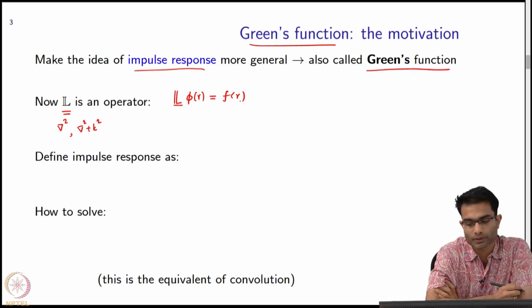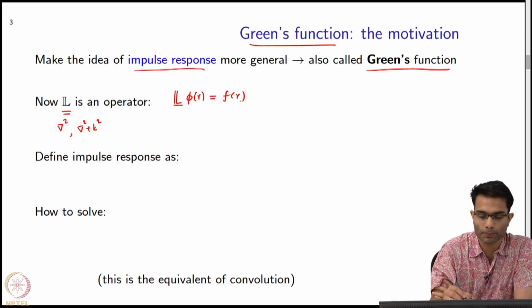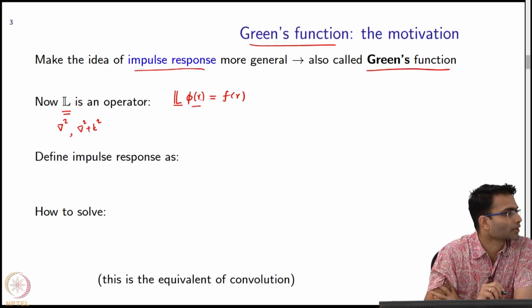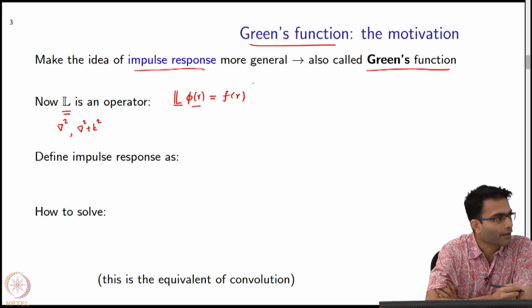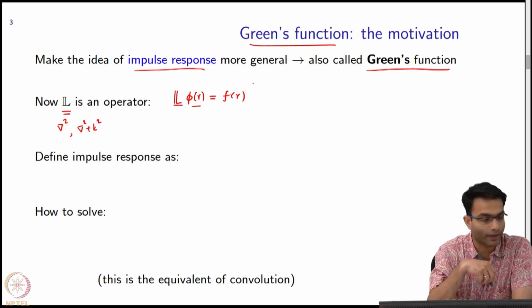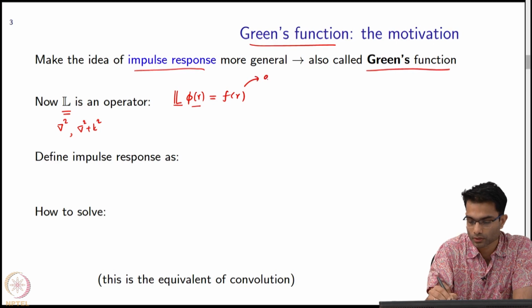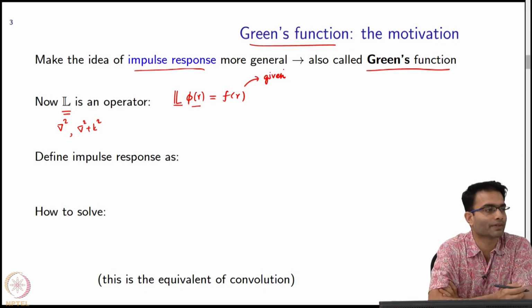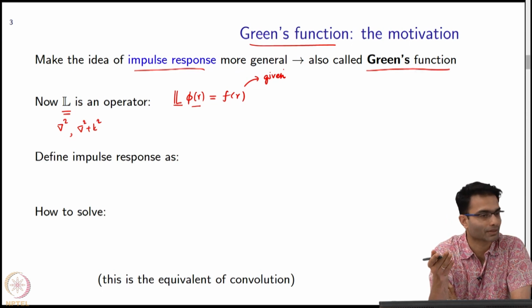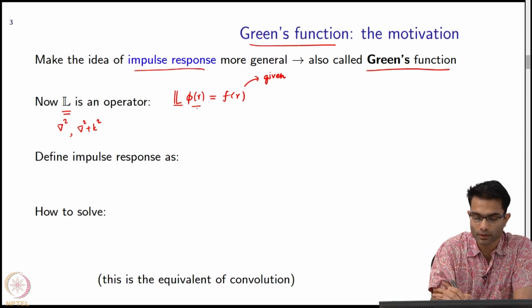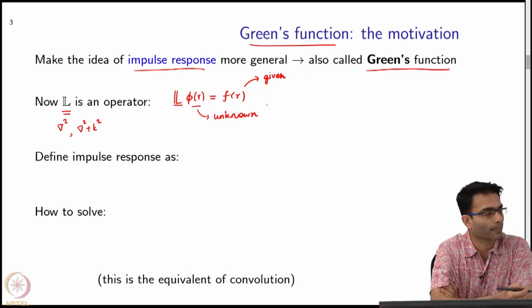So, now the notation is clear to you, right. There is some operator which acts on some function and the output is f of r. Typically f is known to you, f is the given forcing function, and I want to find out phi. If it were the other way, if I were given phi, then it is trivial to calculate f, right. I just apply the operator on it and I get f. So, that is not very interesting. What is interesting is, given f of r, find out what is phi of r.